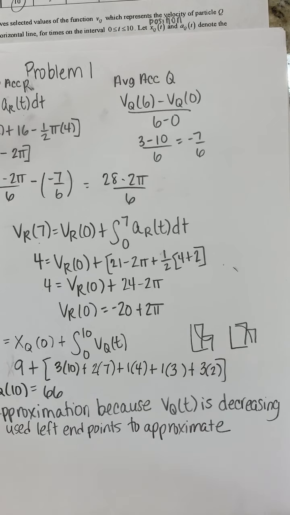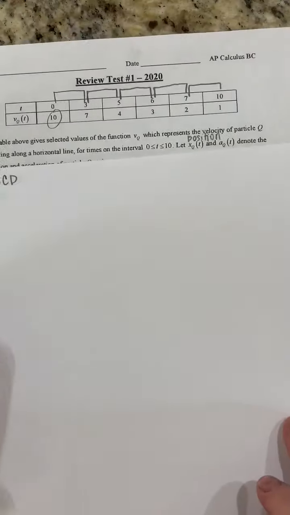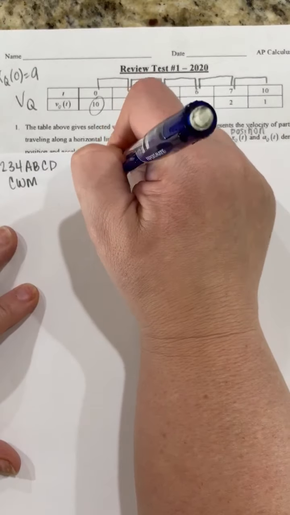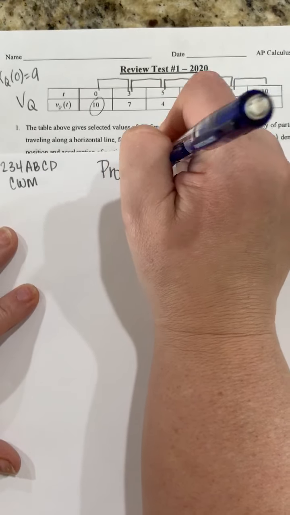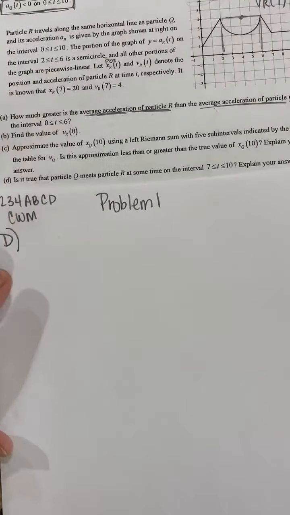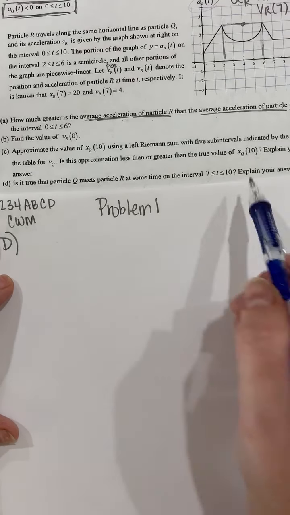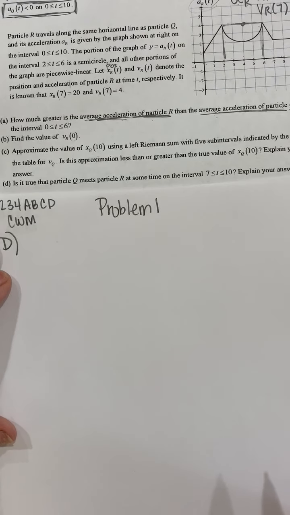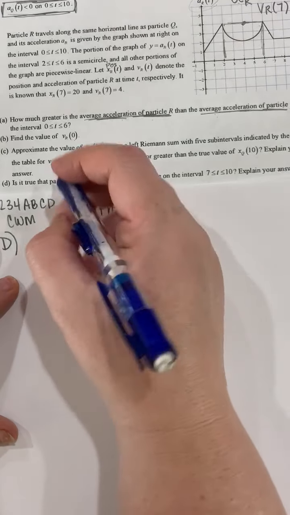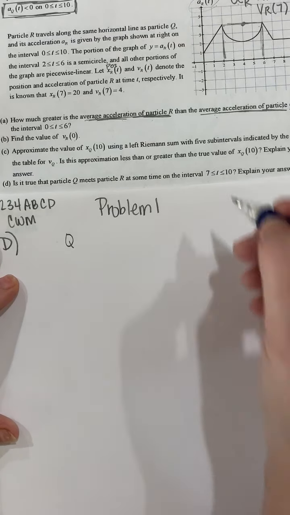So I've used a lot of paper here, so I'm going to go ahead and just write problem 1. And I'm going to go ahead and do D. Now, part D says, is it true that particle Q meets particle R on some time between 7 and 10? Explain your answer.